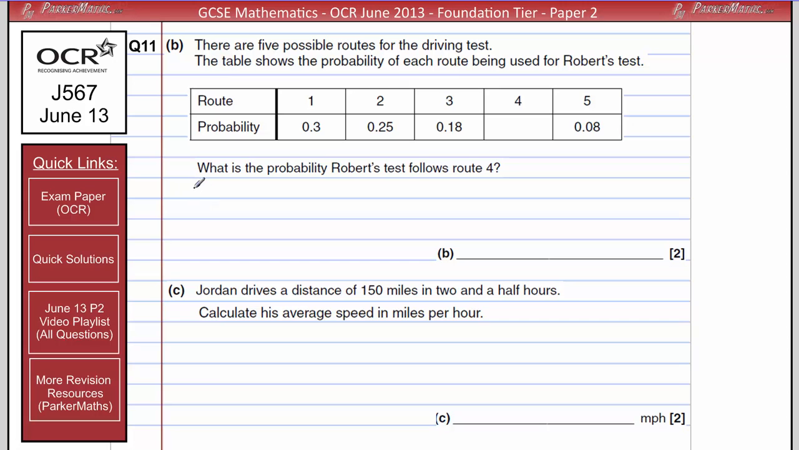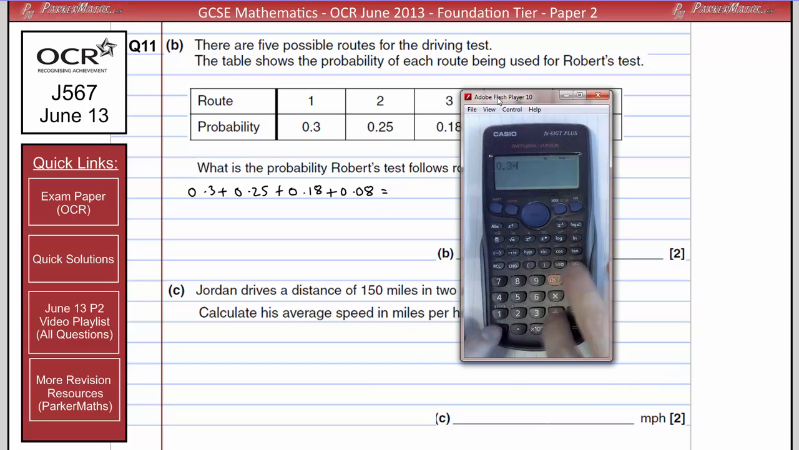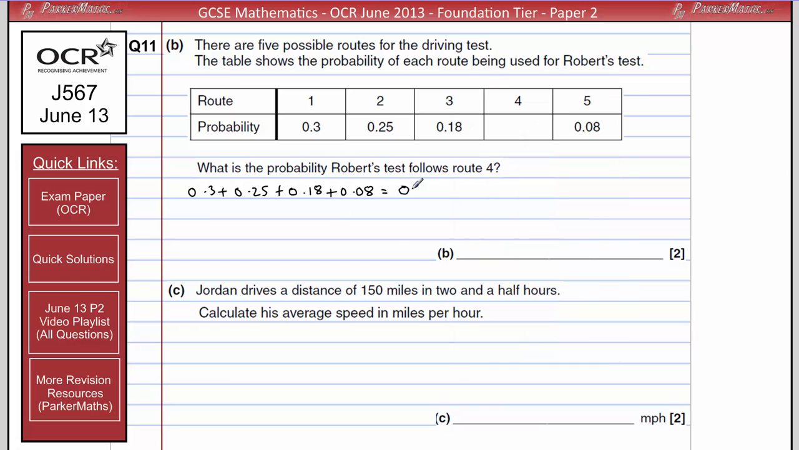So let's add up the bits we know. We're going to do 0.3 plus 0.25 plus 0.18 plus 0.08. Let's use a calculator to speed things up. And we get 0.81. So to find out what's left over, we'll start with a whole one that they're all going to add up to. We'll subtract 0.81. And hopefully you can do that without your calculator. If not, remember to check it.